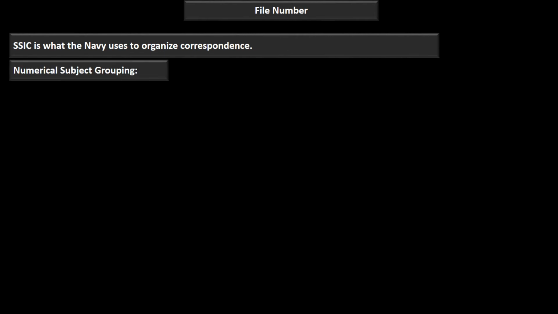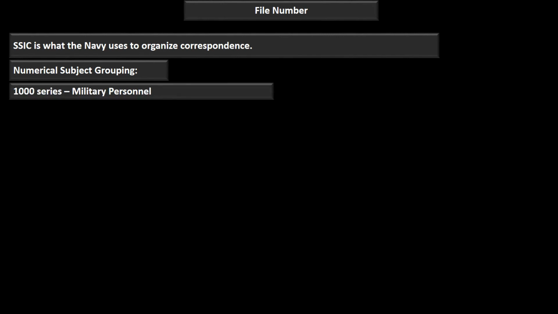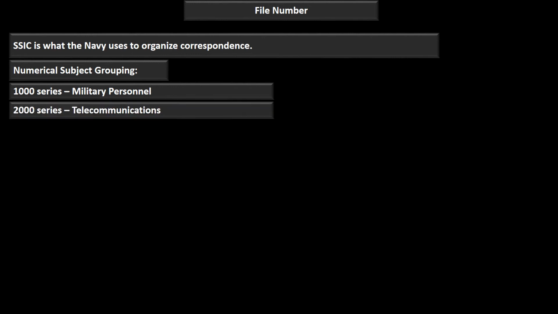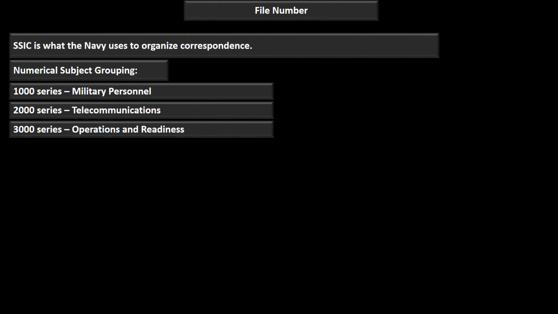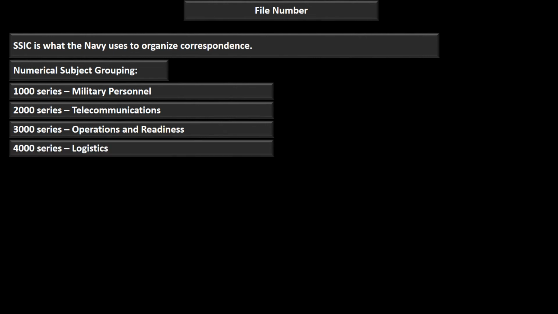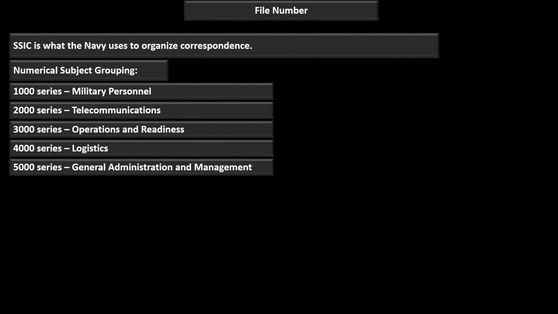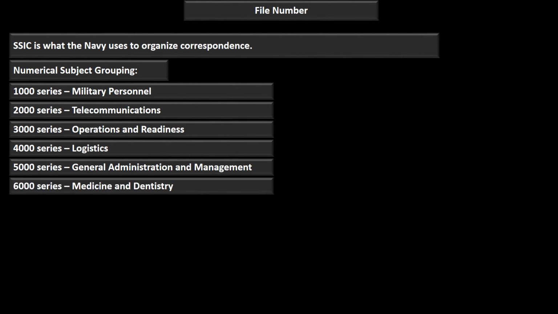So we've got the numerical subject grouping. We've got the 1000 series, which pertains to military personnel. So any instruction put out by the Navy that's setting policy for military personnel is going to be coded as 1000. 2,000 telecommunications, 3,000 operations and readiness, 4,000 logistics, 5,000 general administration and management. This is one we'll probably see on our advancement exam, but we'll really see 6,000, right?